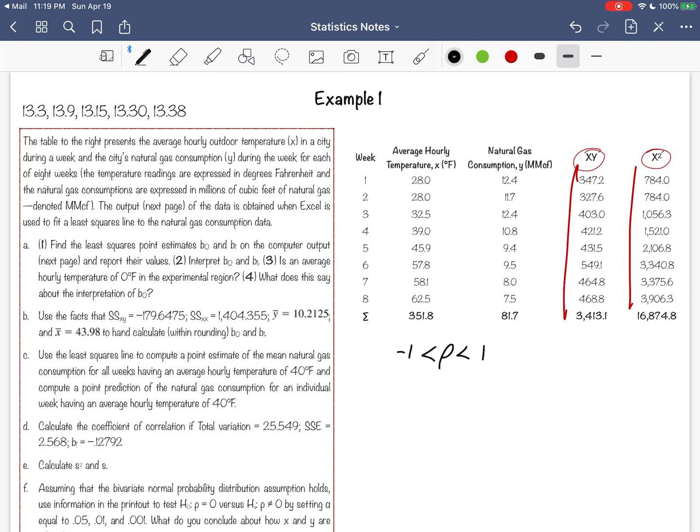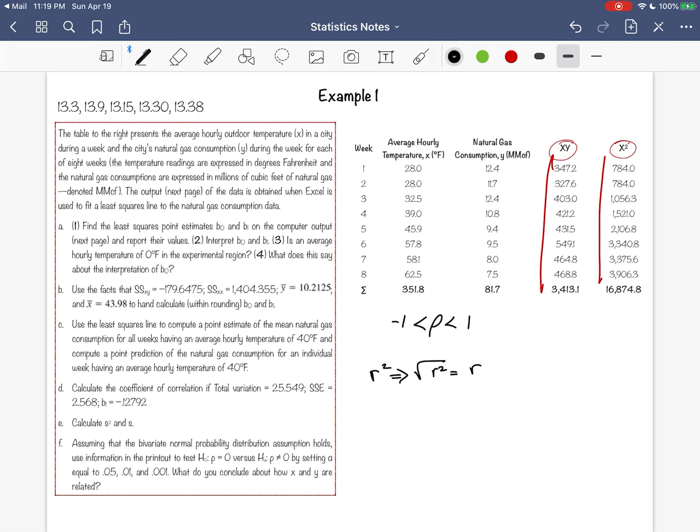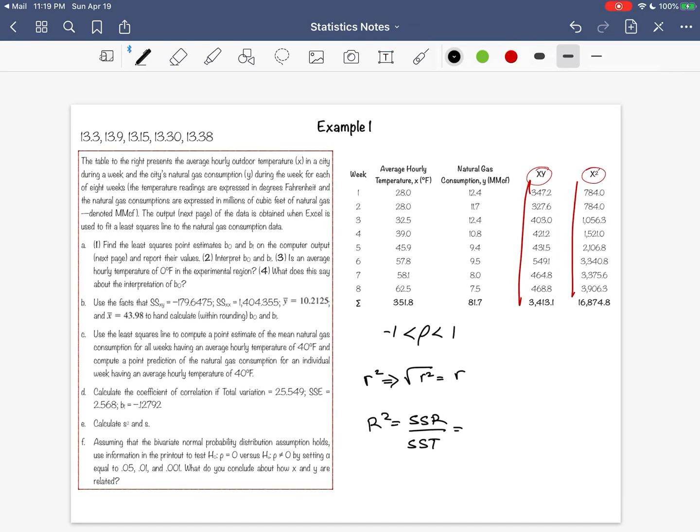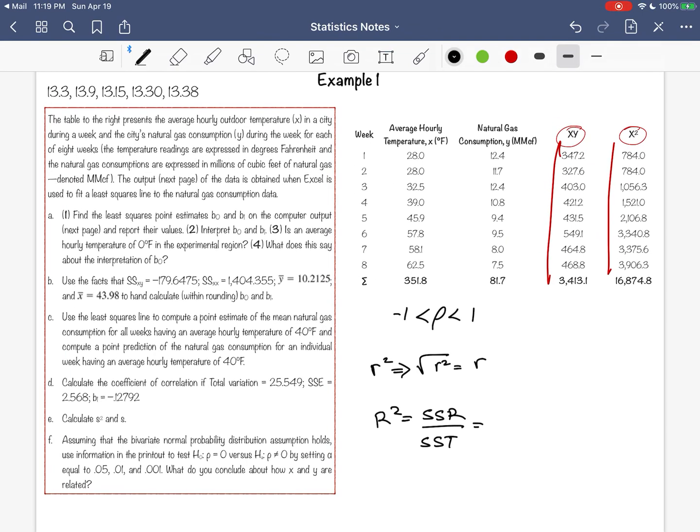So in simple linear regression, that's one of the ways to do it, and you can definitely do that. Take R squared and then take the square root of R squared to get R. R squared is nothing more than SSR divided by SST. We don't have SSR, but what we do have is SST. SST we're told is 25.549. So if you subtract your SSE from that, you should get your SSR and then divided by your SST.